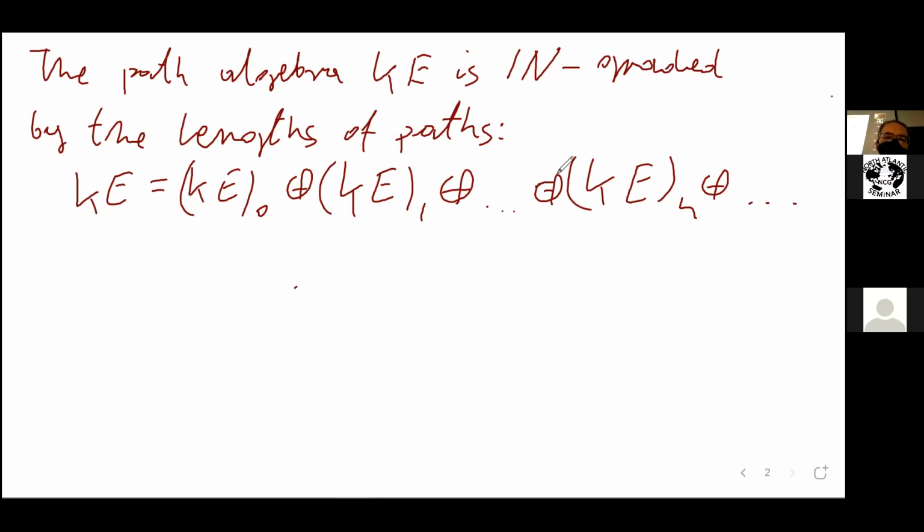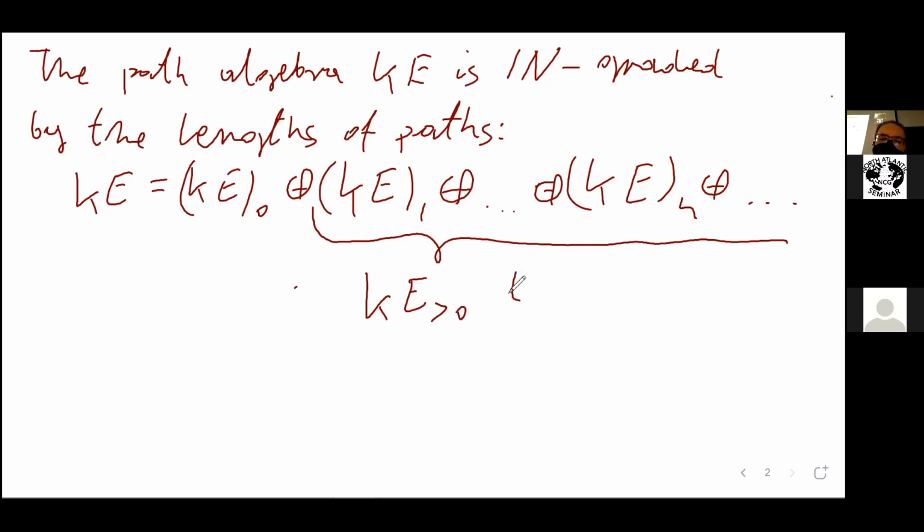And I want you to note, we will use it on and on in today's lecture, that if you take just the positive paths, and you can denote it like this, KE with length bigger than 0, this is the so-called arrow ideal.